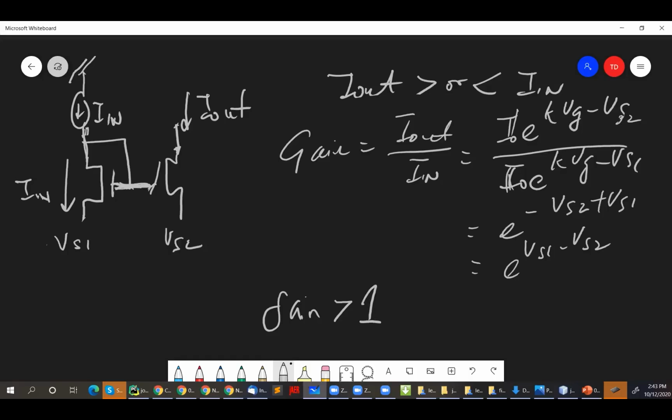Okay, do we want Vs1 to be greater than Vs2 if I want to gain? Thank you, Mark. Vs1 has to be greater than Vs2. Yeah, that's correct. It seems very strange, doesn't it?